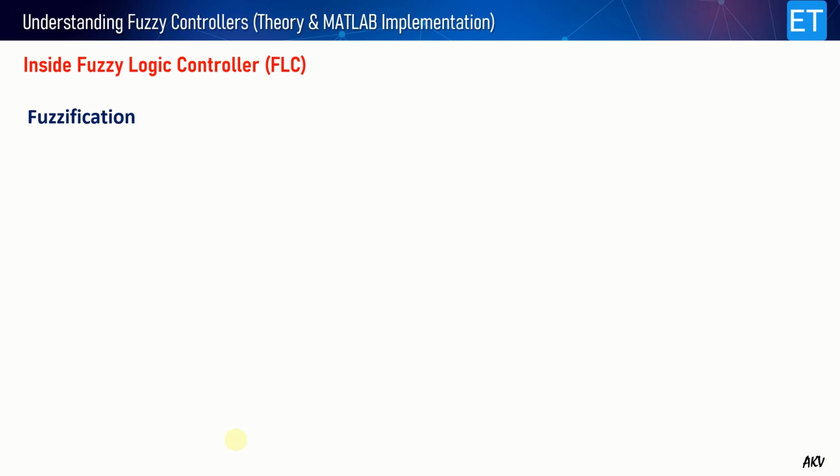So now let's see its basic steps. What happens inside the fuzzification? Fuzzification is the process of transforming physical crisp values to fuzzy values.